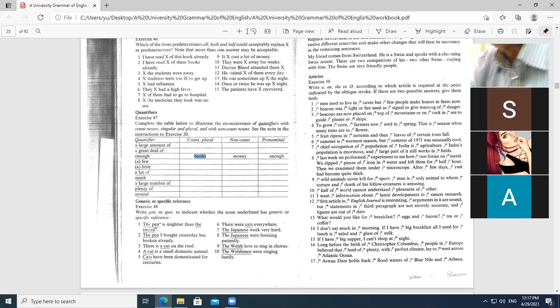The first article in the English journal is interesting. The arguments in it are sound, but the statements in the third paragraph are not entirely accurate, and the figures are out of date. Good. So in all of them we use the, except for the last one, which takes the zero article.